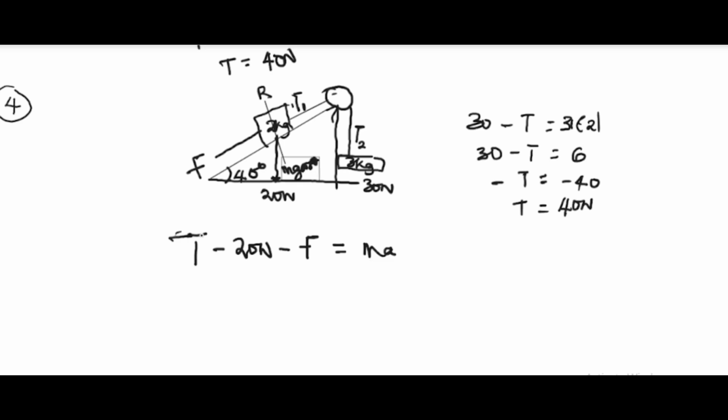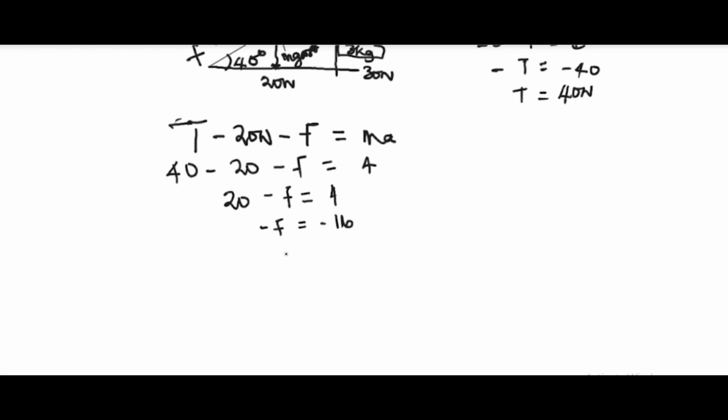Good. So we've gotten tension, and we have T minus 20 minus F is equal to what? Equal to 4, because our mass is 2 and our acceleration is 2. So if we collect like terms, minus F is equal to minus 16. So to find friction, multiply both sides by minus 1. So our friction is 16 Newton.